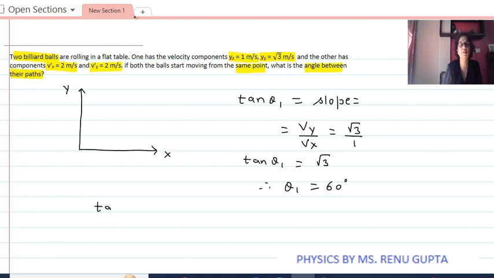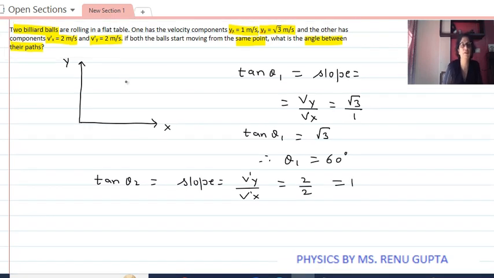Similarly, for second billiard ball, tan theta 2 is equal to slope, that is equal to V dash y upon V dash x, which is equal to 2 upon 2, that is 1. Therefore, theta 2 is equal to 45 degree.